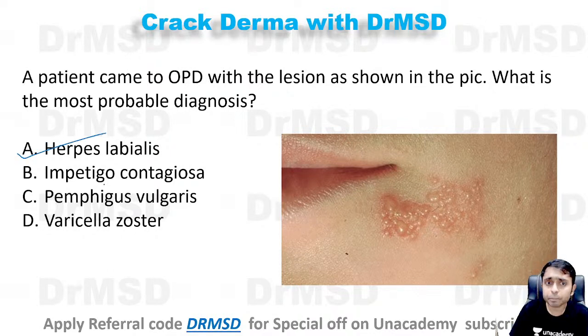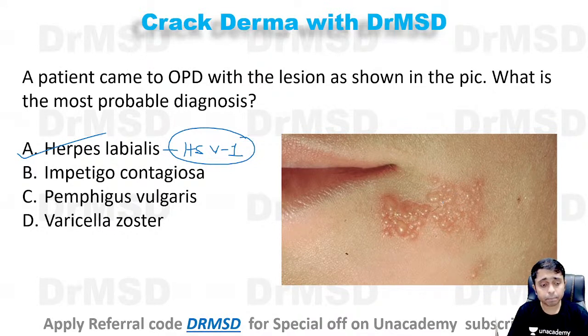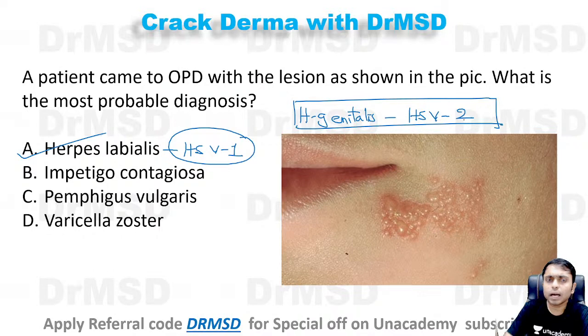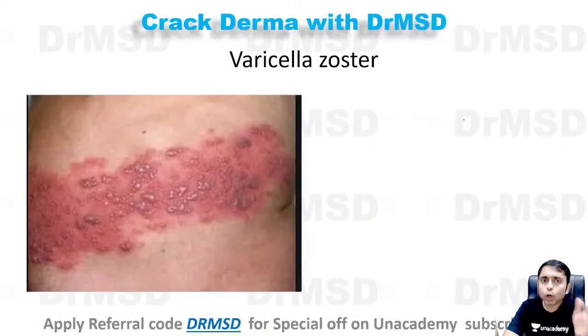Herpes labialis, which is usually caused by herpes simplex virus type 1. If the same picture, that is grouped vesicles on an erythematous base, is present near the genitalia, then we will call it herpes genitalis, and it is usually due to herpes simplex virus type 2. Okay, now let us see a few points about the other options.